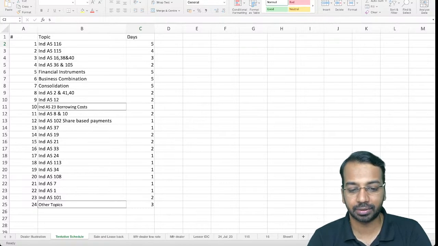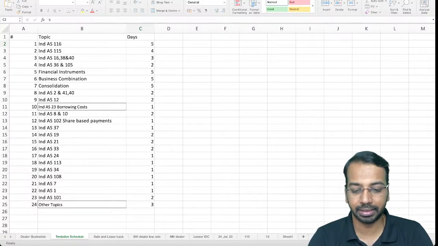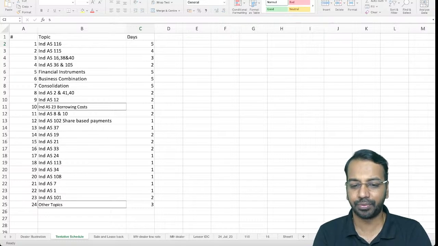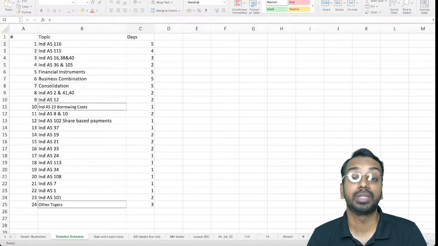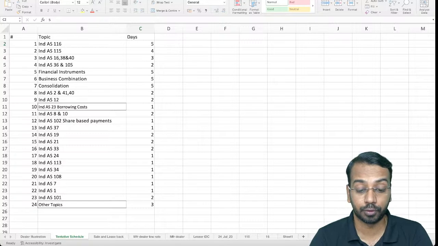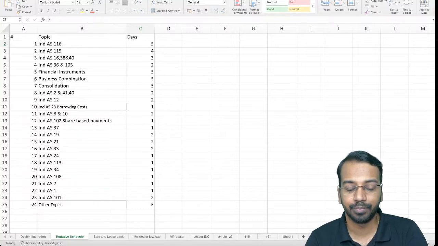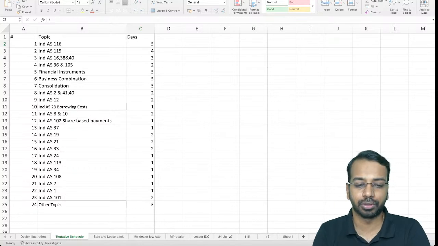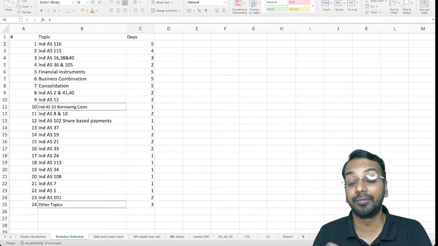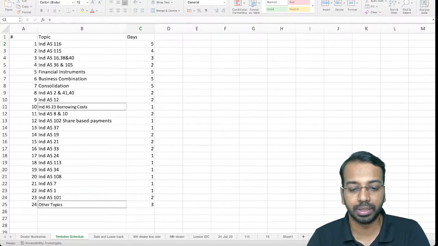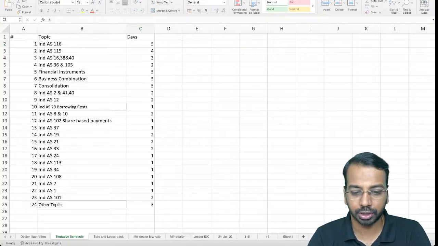Today we start with the next standard, that is Ind AS 36. So this week we are again taking lighter standards, but Ind AS 36, followed by whatever we do for Ind AS 105, will also be very, very important. Sometimes it's tricky, involves a good amount of calculations, and especially the questions are drafted in a confusing manner. So that is what we would be covering today. And let me just share my screen.